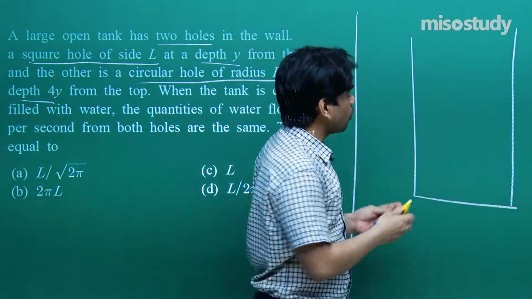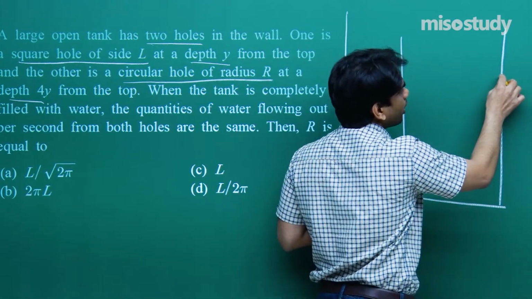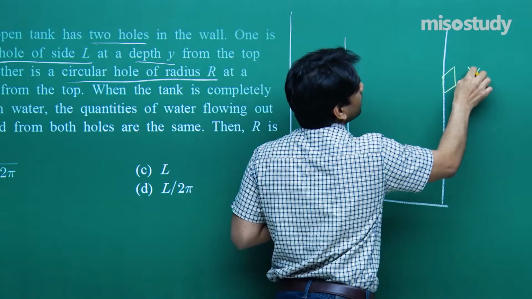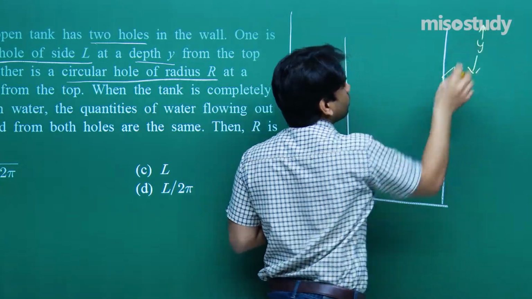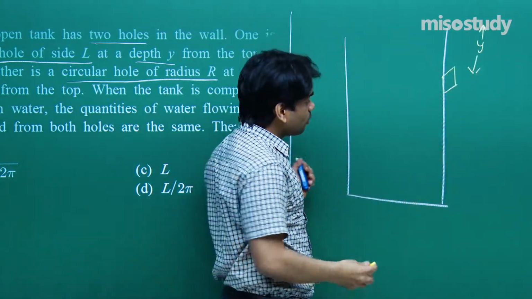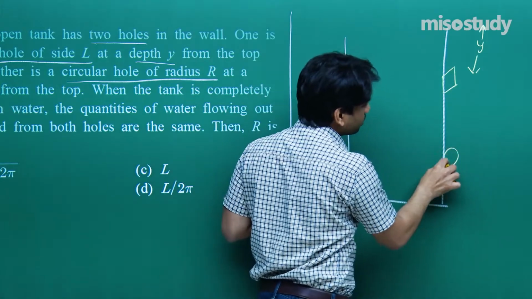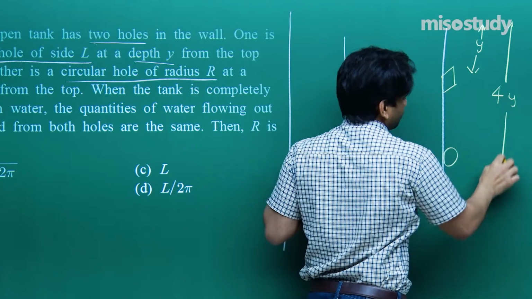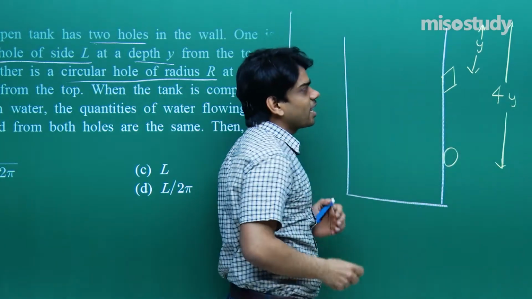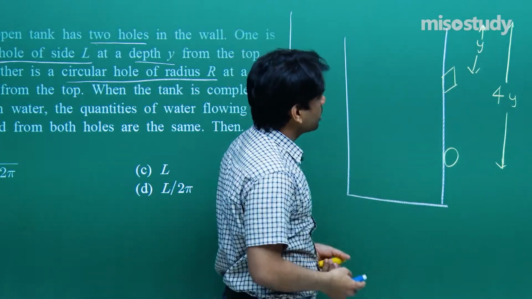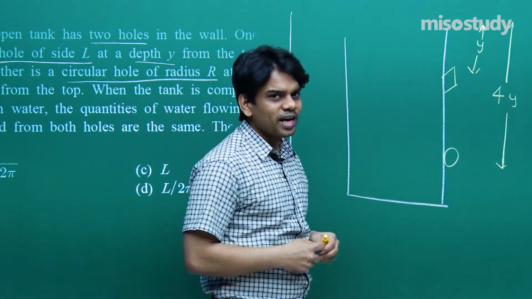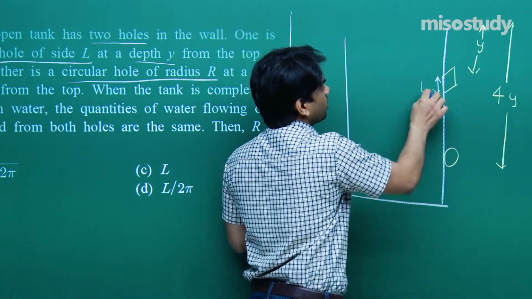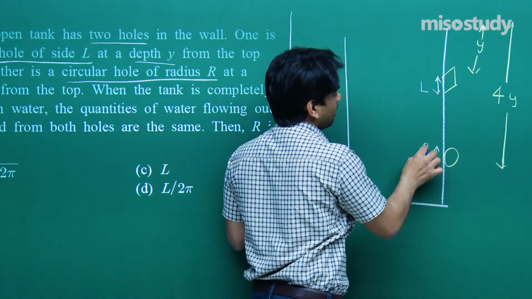So let me show you all here. We have a square, I'm drawing the dimension of the hole. A square hole at a depth y from the top, and you have a circular hole at a depth 4y from the top. Pretty much with the diagram we can easily make out what kind of holes. I have drawn separately to actually make out what kind of hole is being drawn. This is L, and its radius is given as r.